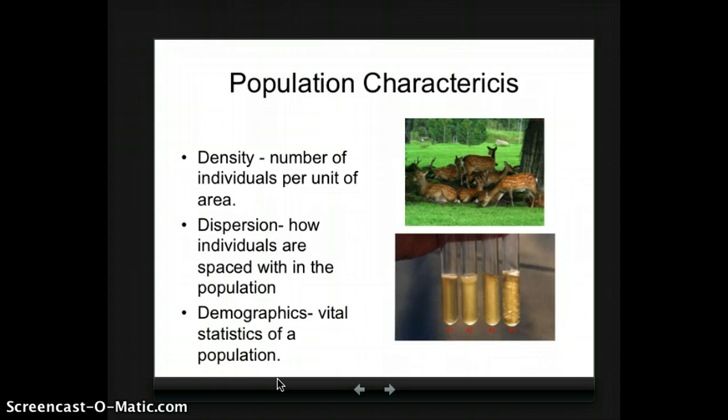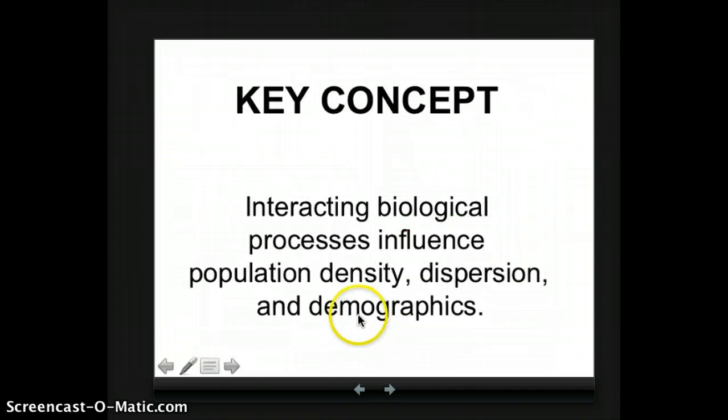Populations are characterized by three major characteristics. So let's take a look. We have density, which is the number of individuals per unit of area, dispersion, how the individuals are spaced within the population, and demographics, the vital statistics of that population. When we talk about these three things that characterize any population, I want you to keep this in mind, that density, dispersion, and demographics do not happen by chance. They are influenced by interacting biological processes.